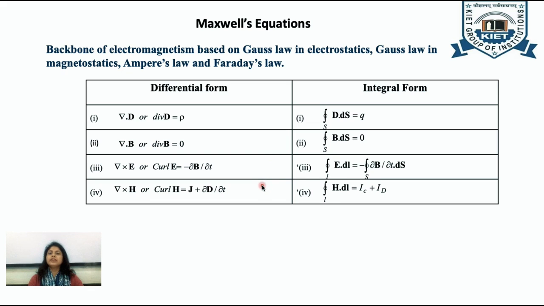And the fourth differential equation is del cross H, or curl of H, which is equal to J plus del D over del T, and the integral form of the fourth equation is line integral of H dot dl is equal to IC plus ID, where H is the magnetic field intensity, IC is the conduction current, ID is the displacement current, and J is the current density.